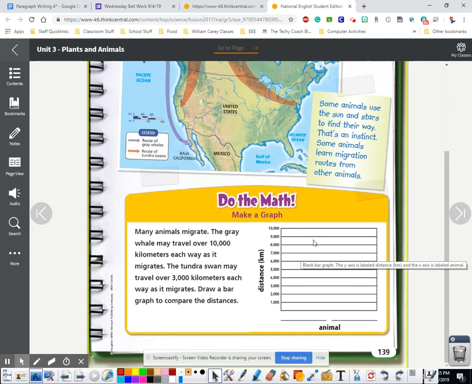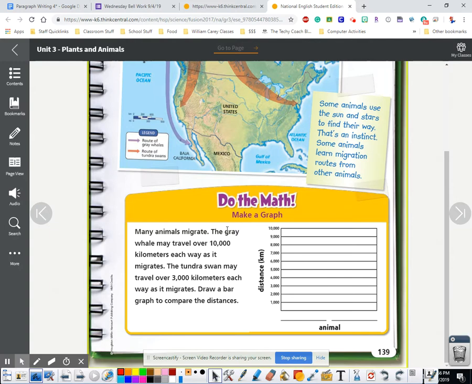Okay, so this would be a nice little bar graph. Many animals migrate. The gray whale travels over 10,000 kilometers each way as it migrates. The tundra swan may travel over 3,000 kilometers each way as it migrates. Draw a bar graph to compare the distance. So we're comparing the tundra swan and the gray whale. So just make this a little shorter. I'm just going to shorten it so you don't have to write the whole name.